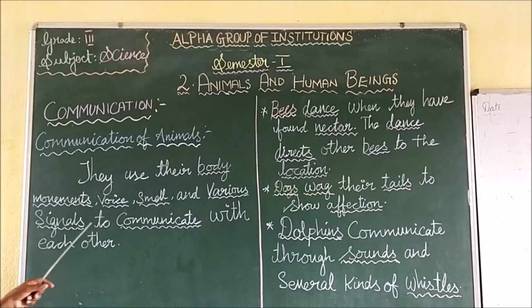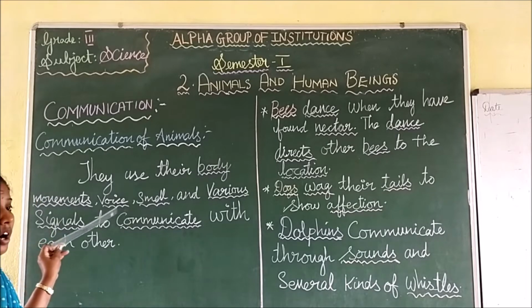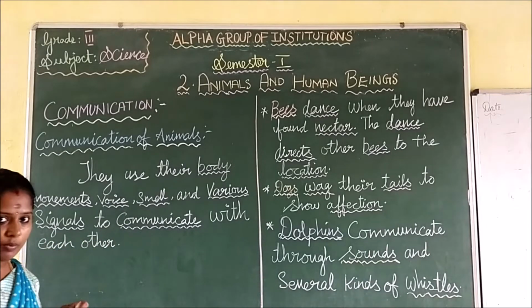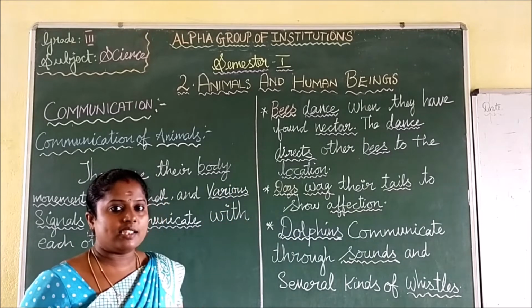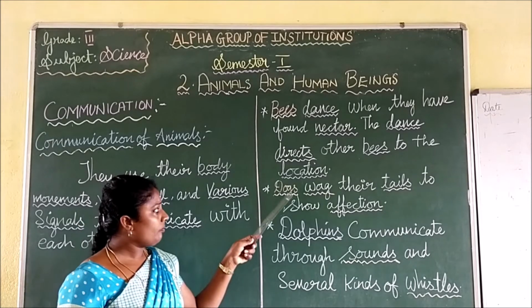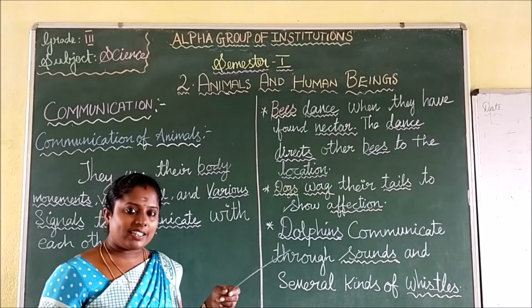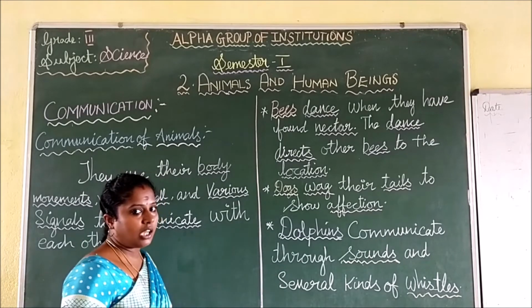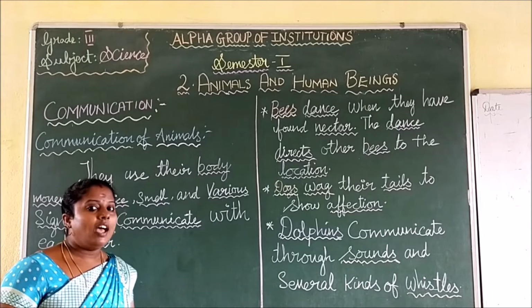So animals use their body movements, voice, smell and various signals to communicate with each other. Bees use the dance to communicate with other bees, and it also gives direction to other bees. Then dogs wag their tails. Then dolphins communicate by giving sounds and different kinds of whistle sounds. Okay, this is the way of communication of animals.